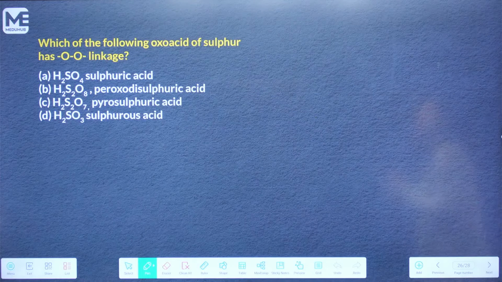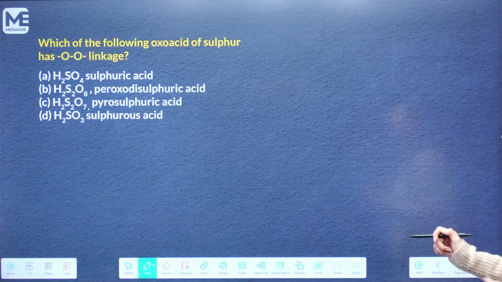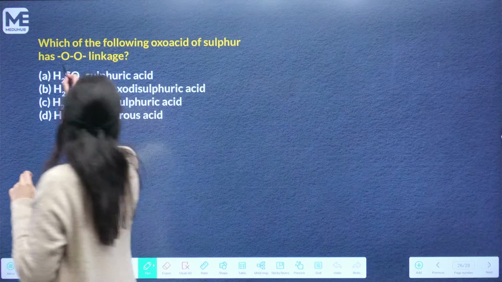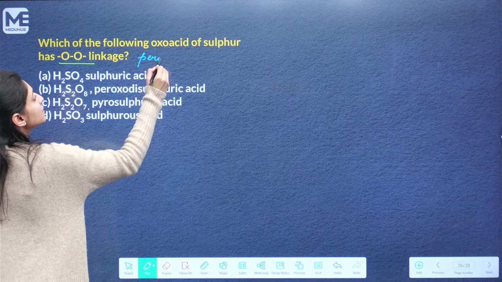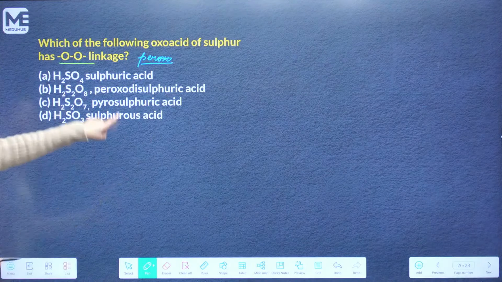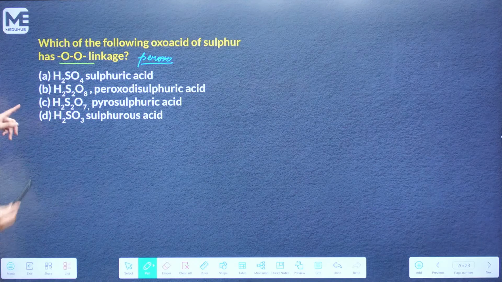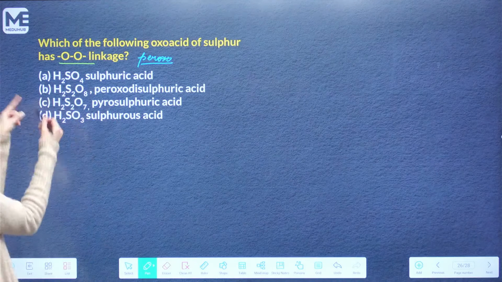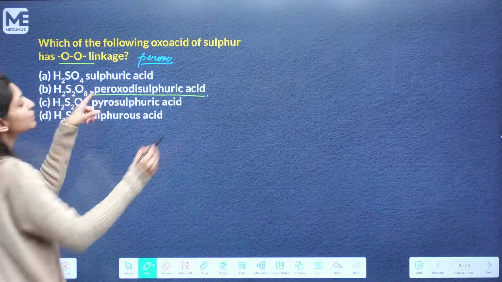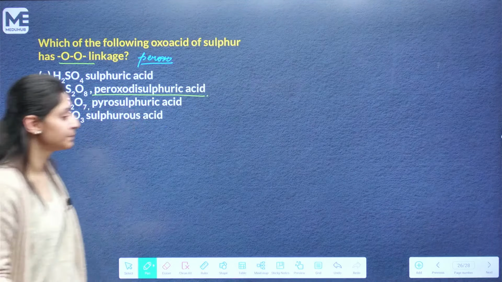Which of the following oxoacids of sulfur has O-O linkage? O-O linkage has to be there in a peroxo acid series. So which out of these is a peroxo acid? This was an easy question because they gave you the name also, so you didn't have to draw the structure. So peroxodisulfuric acid is the answer.